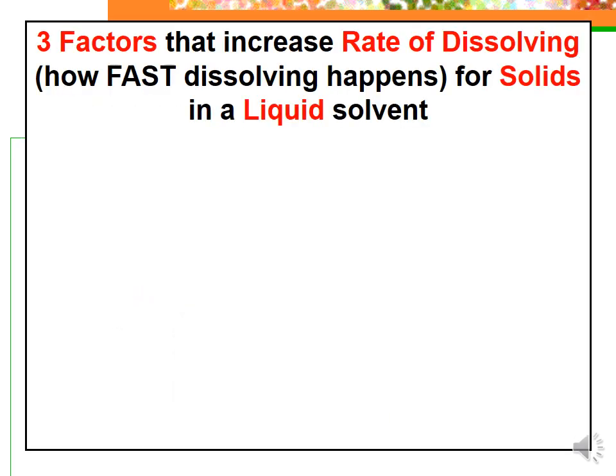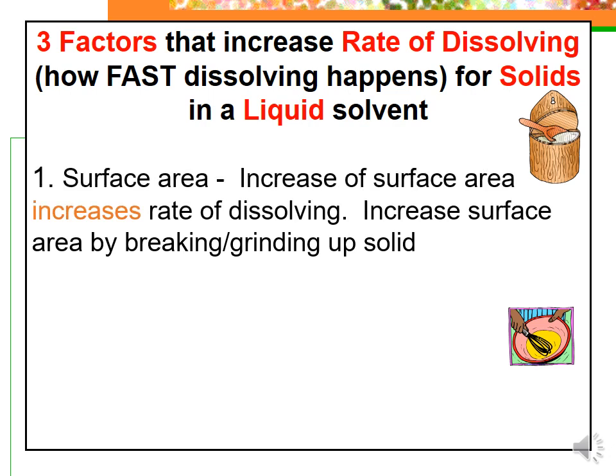Three factors that increase the rate of dissolving, how fast dissolving happens, for solids in a liquid solvent. So like we're adding salt to water. We've actually talked about rates to speed up a reaction, or the same basic concept here from that previous unit. So the surface area, if we increase the surface area, it increases the rate of dissolving. We can do this by breaking it or grinding it up. Think of a sugar cube versus granulated sugar. Granulated sugar has more surface area, dissolves faster.